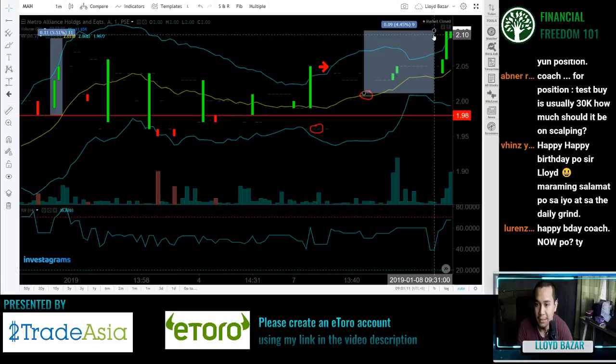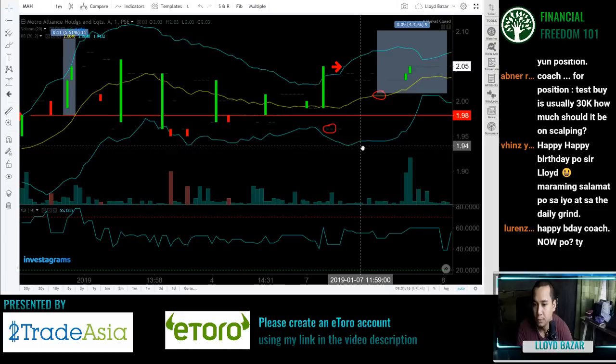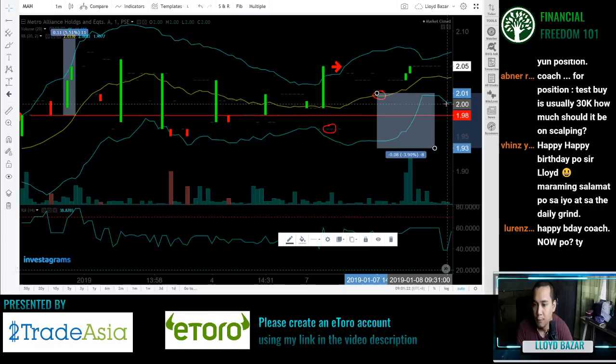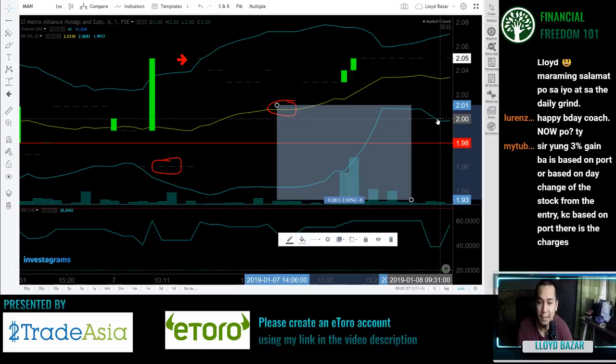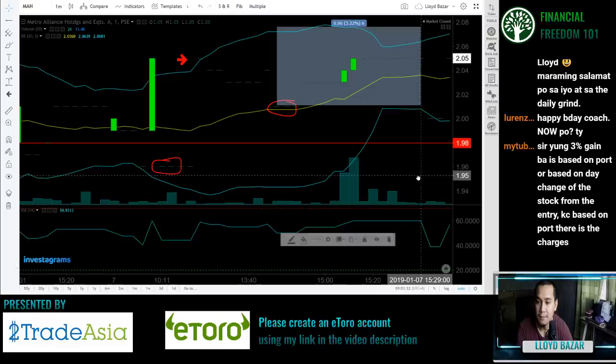In this case, bumaba siya dito ng 2.0. Actually, dito 2.0 eh, diba? So, I'm risking negative 3 to negative 4. Bumaba ang presyo to this level. Hindi naman na-hit yung cut loss ko. So, I don't want to cut loss very near. So, hindi pa na-hit ang cut loss ko. So, hindi ako magka-cut loss niyan. And then, umangat siya ulit, which is swerte.